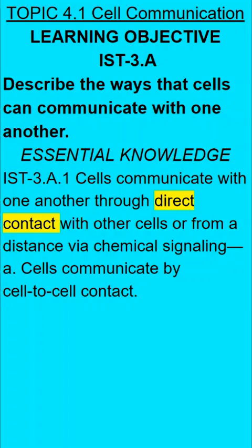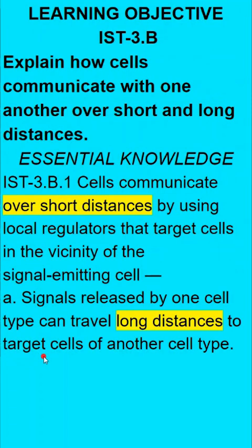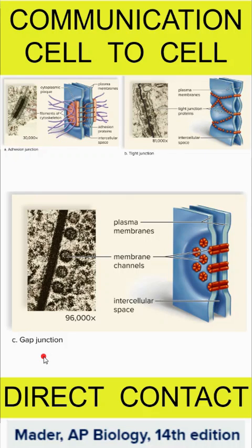Cells communicate through direct contact, short distances, and over long distances. So, a lot of this is going to be illustrative examples of how cell communication happens. Now, cells can communicate cell to cell through direct contact. And in fact, sometimes it's this direct contact that prevents cell division because there's no space for more cells.